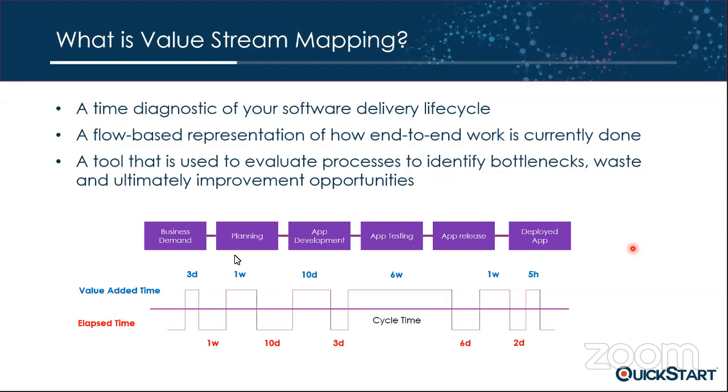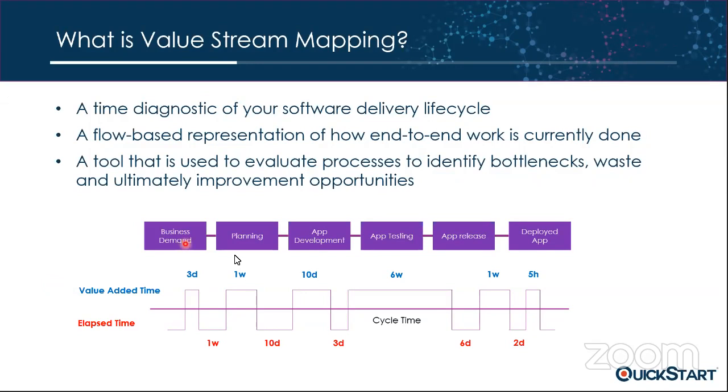So you are seeing here the typical graph of a value stream mapping, where we have the flow and the different processes, and you could have sub-processes as well, from the business demand to the deployed app or outcome, crossing planning, application development, testing, and releases, right? And what we need to assess for these processes is what is really valuable, and what is the dead time or elapsed time, right?